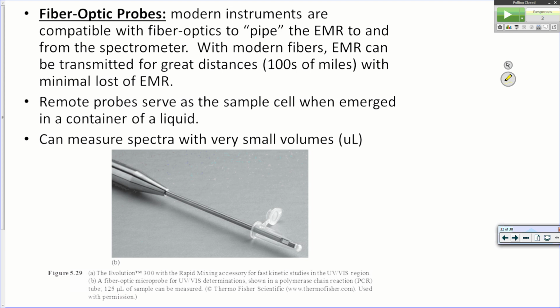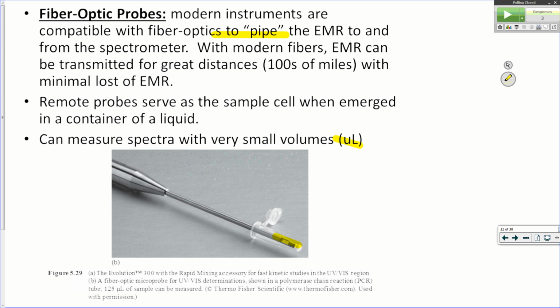Today with fiber optic probes, this is a common design. They use these, what we call light pipes, the fiber optics. And we can throw these inside of something where we need very, very small volumes. Here, a microcentrifuge tube. You can measure spectra with microliter volumes pretty easily with these guys.